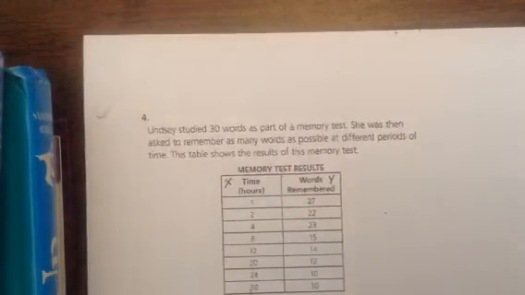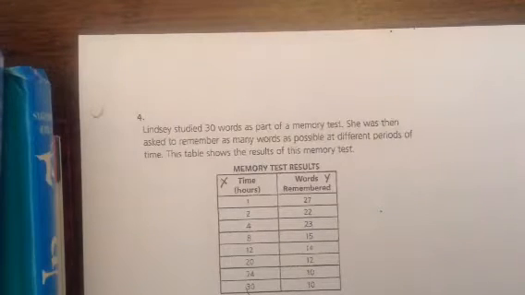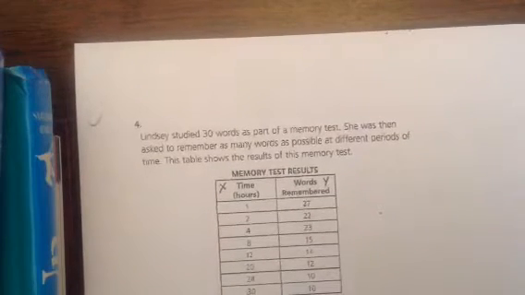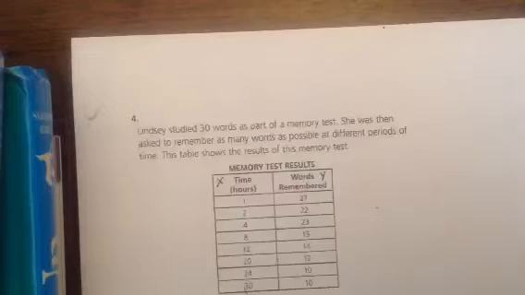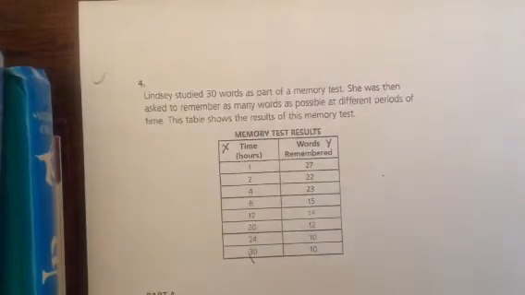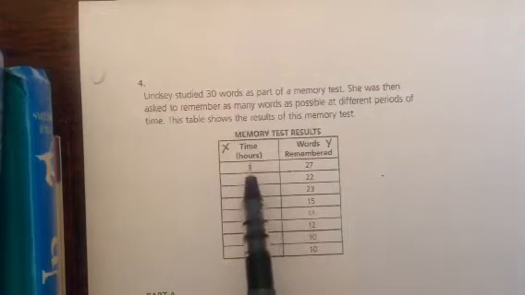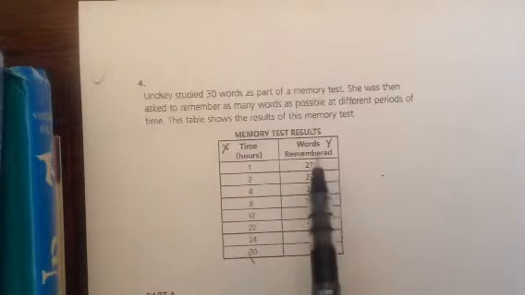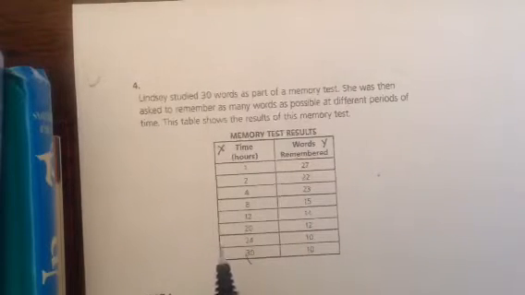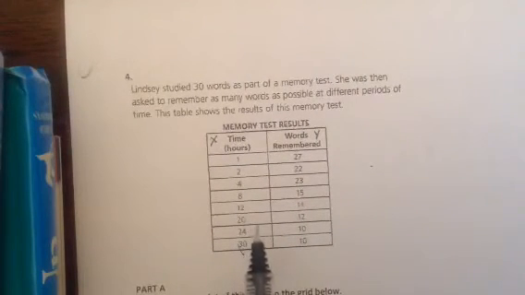Right, so Lindsay studied 30 words as part of a memory test. She was then asked to remember as many words as possible at different periods of time. This table shows the results of this memory. So as we can see here, this is time in hours, and after so many hours, they asked how many words she remembered. Okay, and as you can see, as the time increased, the number of words she remembered decreased. So we're going to expect a negative association when we graph our points and develop our scatter plot.